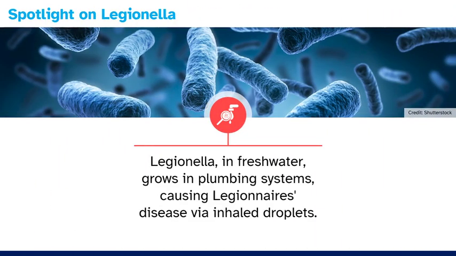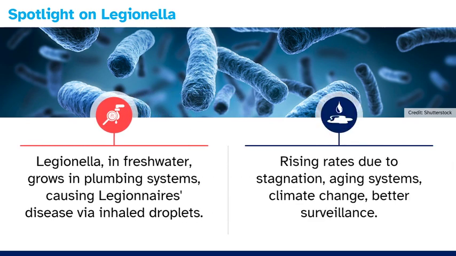Legionella is a naturally occurring bacterium in freshwater sources like rivers and lakes. In these environments, Legionella typically exists in harmless amounts, posing little threat to human health. However, under certain conditions, Legionella can multiply to dangerous levels, causing Legionnaire's disease, a serious form of pneumonia. This disease is contracted by inhaling small droplets of water contaminated with the bacteria, often through mist or vapor. The incidence of Legionnaire's disease is on the rise, most likely due to aging water systems, climate change, and better surveillance.